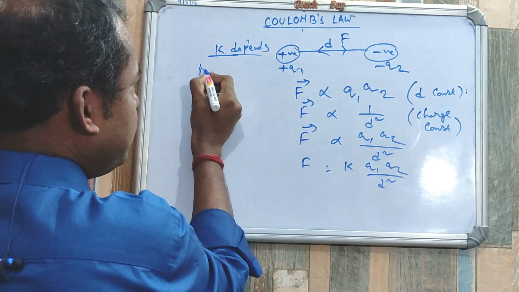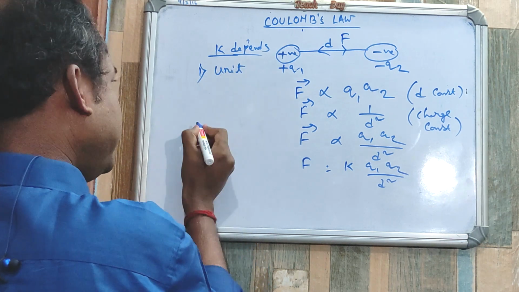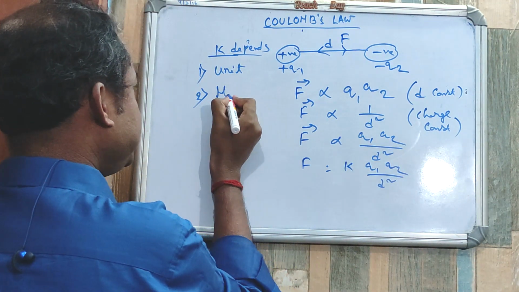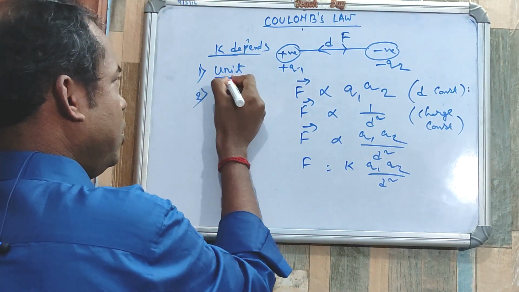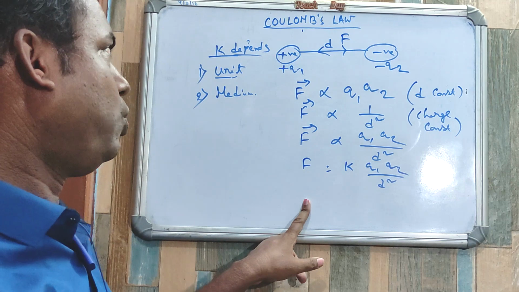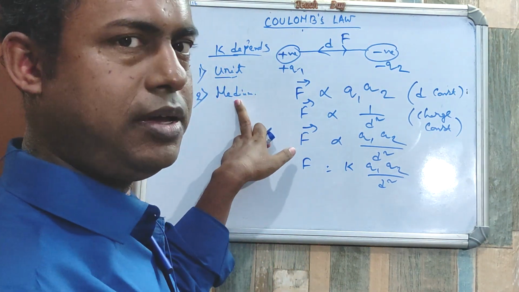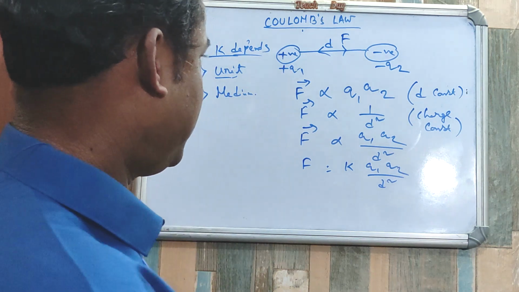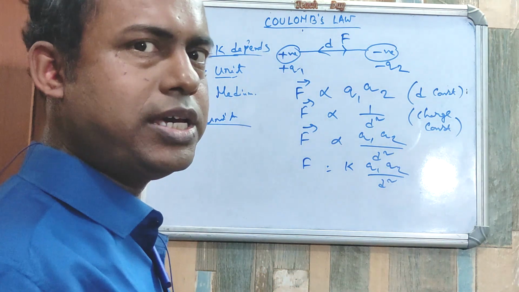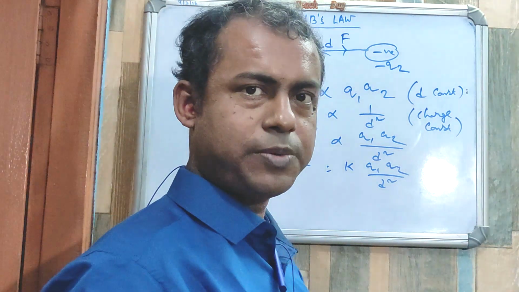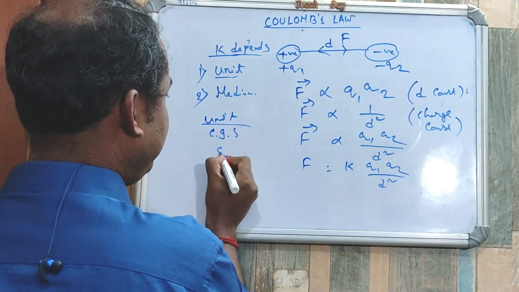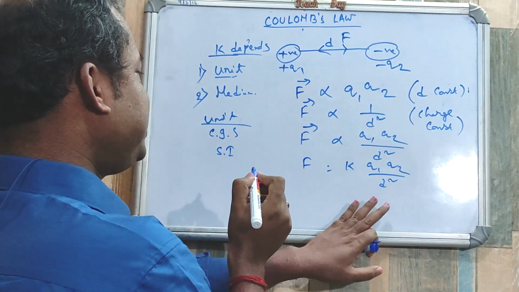Which factors? The first one is the unit, and the second one is the medium. This is very interesting. So what is the unit? Generally, when we want to solve problems, we use the CGS and SI units. The first one is the CGS unit and the second one is the SI unit.